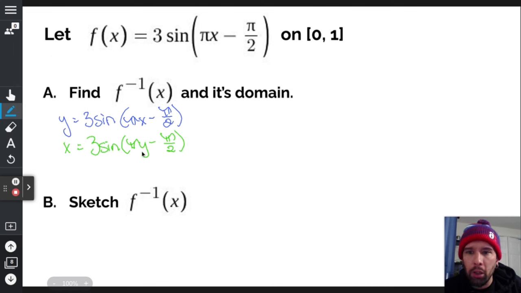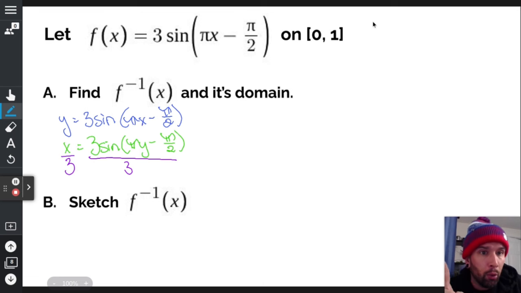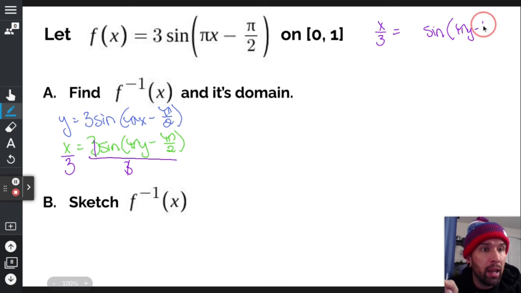So the first thing I'm going to do is get rid of that 3, because that's really the only thing I can do. I'm going to divide 3 from both sides and let me move that over here. So x over 3, I'm going to need all this space, especially for graphing. x over 3 equals, you're now gone, and I know what's next, so let me leave the space. Sine parentheses pi y minus pi over 2.